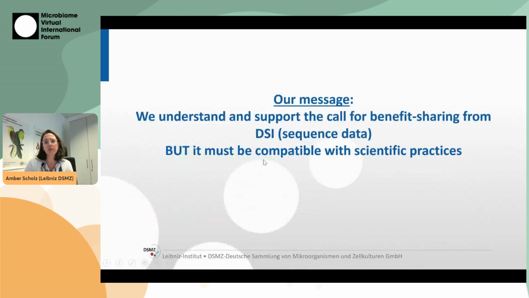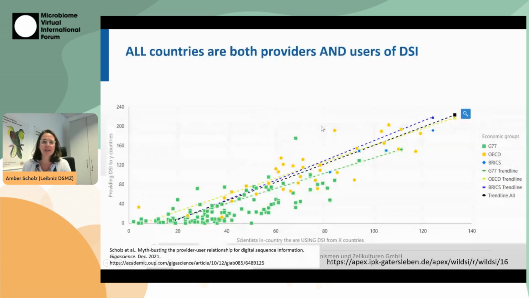The message that, in particular, the DSI Scientific Network, which was founded in 2020, but also colleagues like Manuela and many around the world put out in response to this perceived and real loophole was that we understand and support the call for benefit sharing from DSI, but we asked negotiators to please make it as compatible as possible with scientific practices. That is, to learn from the Nagoya Protocol, learn from the past, and try to create policies for DSI that were amenable to how scientists normally use sequence data.